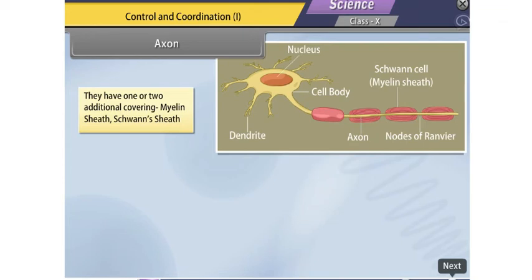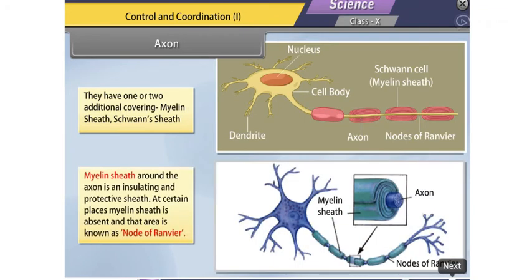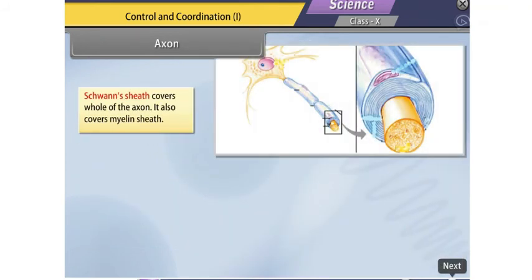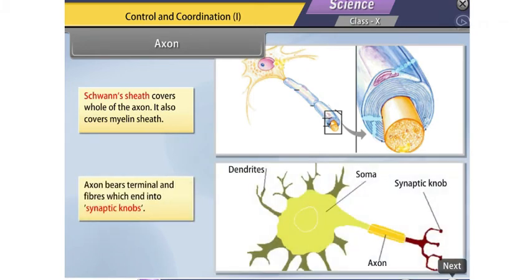Myelin sheath, Schwann's sheath. Myelin sheath around the axon is an insulating and protective sheath. At certain places, the myelin sheath is absent, and that area is known as node of Ranvier. Schwann's sheath covers the whole of the axon. It also covers the myelin sheath. Axon bears terminal fibers which end into synaptic knobs.